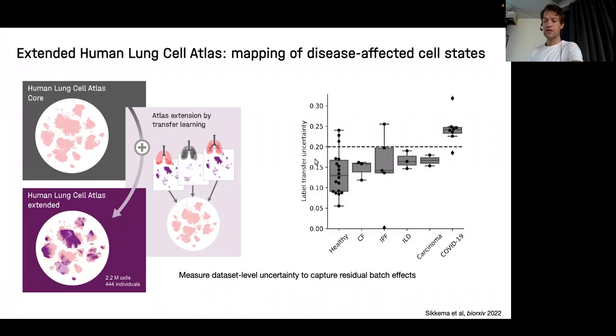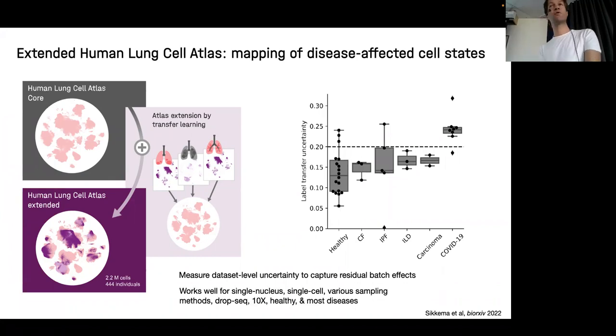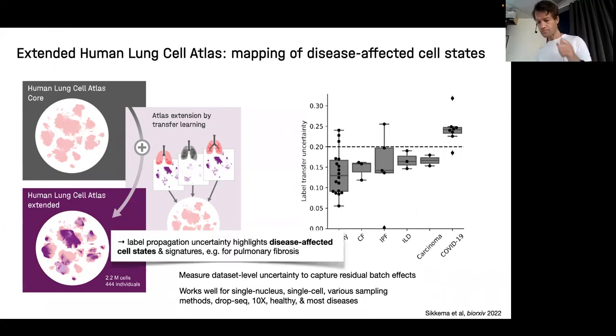And you can now see, because in this case we didn't only have control, but also various diseases, you could see the effect of those diseases, how well they were mapped, and we had an uncertainty score for that as well. So in terms of atlas usage, I think this is a very useful effort, and we can show that this works quite robustly across a whole bunch of different sequencing techniques. So not only for 10x data, but also for Drop-seq, and also for some additional annotation with respect to surface models. And there are a bunch of vignettes in that paper for, I think, particularly disease-affected cell states of fibrosis.